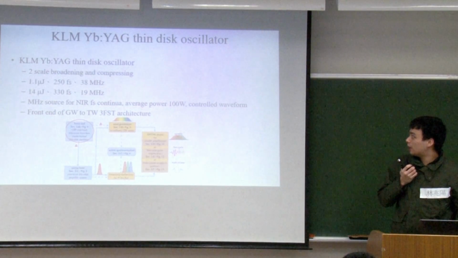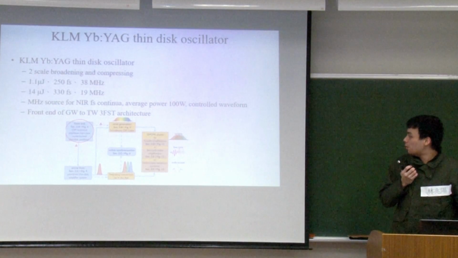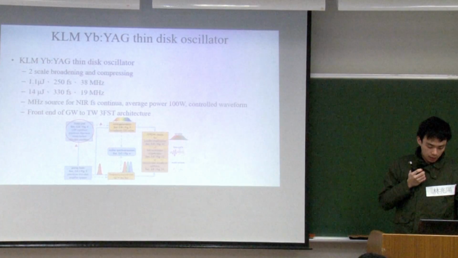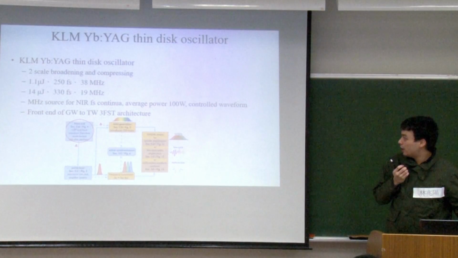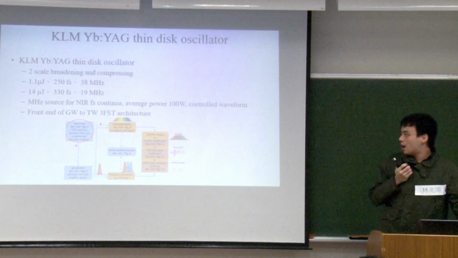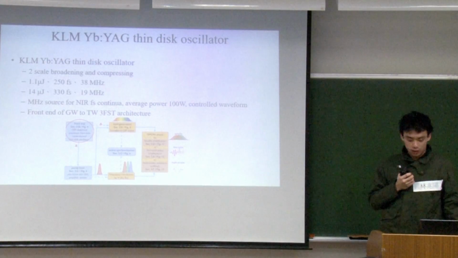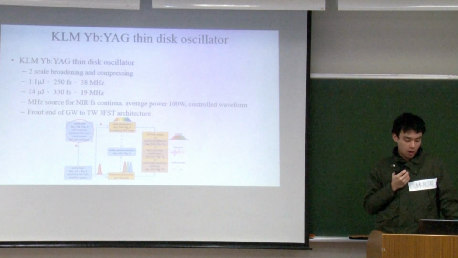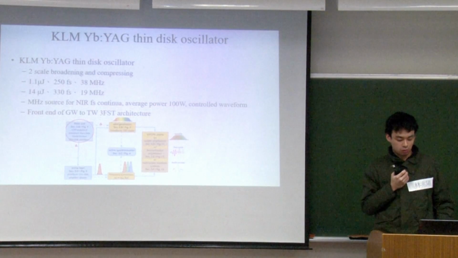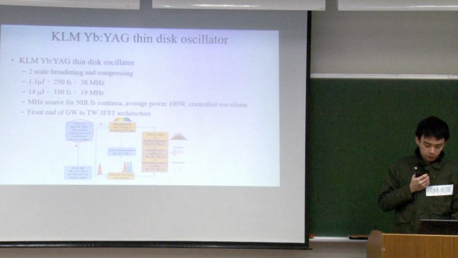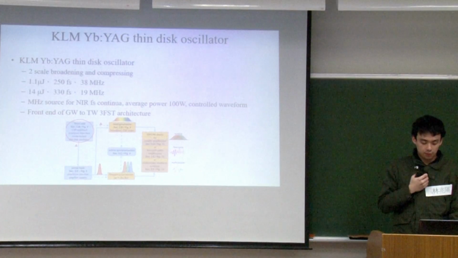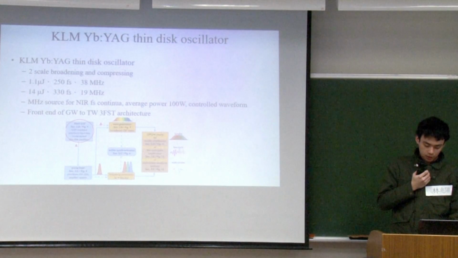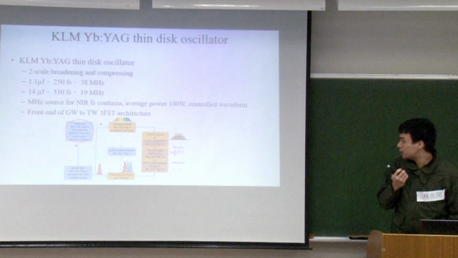into this mode-locking system, we can generate an output pulse with the information in the third line. And it can serve as the megahertz source for a near-infrared femtosecond continuum with an average power of 100 watts under a controlled waveform. And it also can serve as a front end of the gigawatt to terawatt third generation FSD architecture.